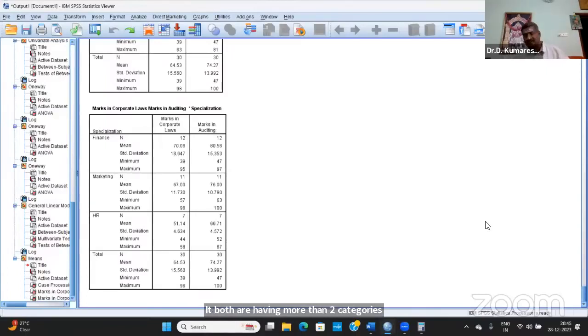Then in the case of MANOVA, any number of independent variables, any number of dependent variables. Anyhow, all the dependent variables must be scale data. Whereas in the case of independent variables, there is no restriction. At least one of the independent variables must have more than two categories. That's all. That's all about today's module.